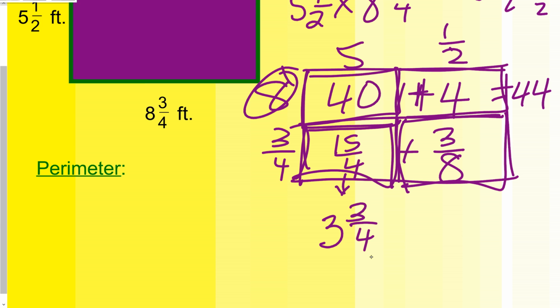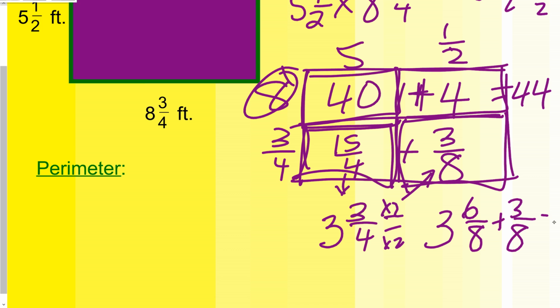And now I need to find a common denominator, which would be 8, right? Because this is already 3/8. So I'm going to do eighths. So 3/4, well, that's times 2. So it's 3 6/8 plus 3/8, which comes out to 3 9/8, which is an extra whole now. So that becomes 4 1/8.